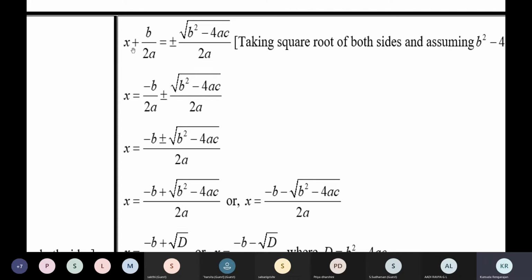x should be alone. So x is equal to, transpose this, minus b by 2a plus or minus root of b square minus 4ac by 2a. See here, this one as it is. This one on the other side becomes minus b by 2a. Plus becomes minus b by 2a.